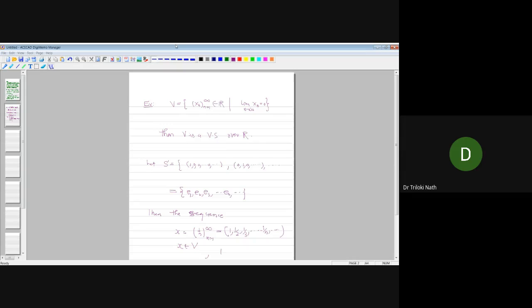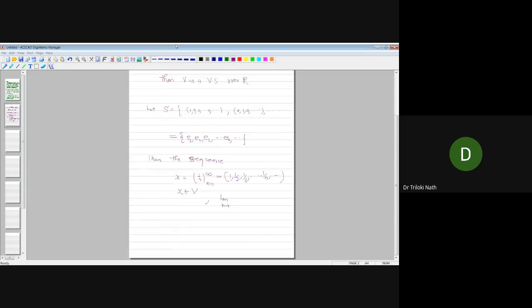It belongs to V, because the limit as n tends to infinity of 1 by n goes to 0, is it not? So that's it. This is a sequence which converges to 0. That's why this is a sequence in the vector space V.